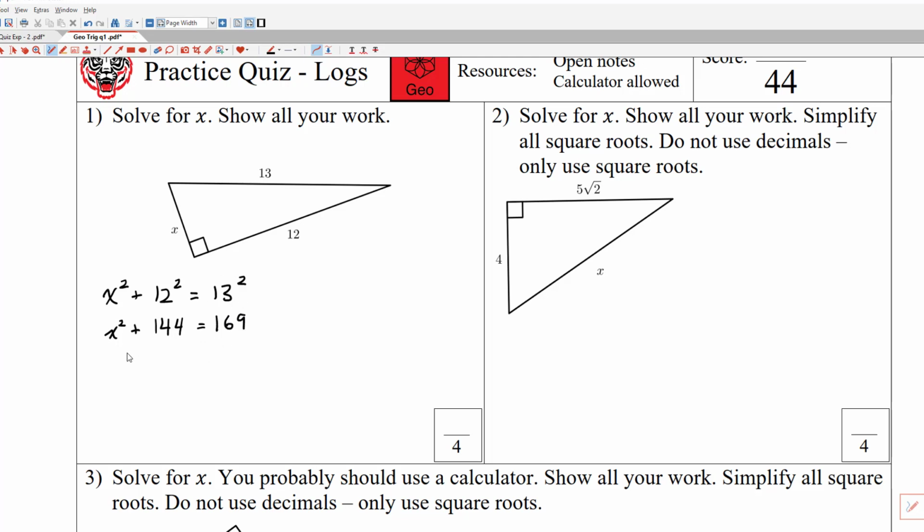I need to subtract 144 from both sides, so minus 144, minus 144. When we do that, the 144 cancels out. I'm left with x squared on the left-hand side of the equation. On the right-hand side, the hundreds are gone. That's going to be 25. Oh, that came out really nice. So I have to square root both sides to get x by itself. Square root at the left, square root at the right. And x is equal to 5.